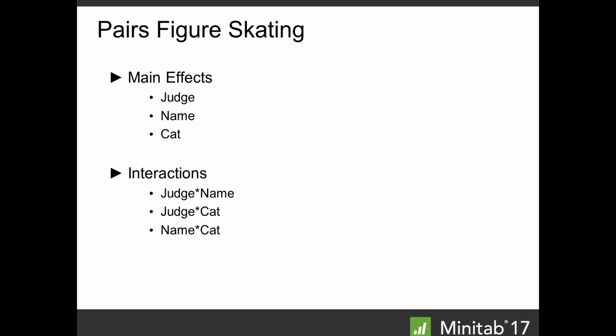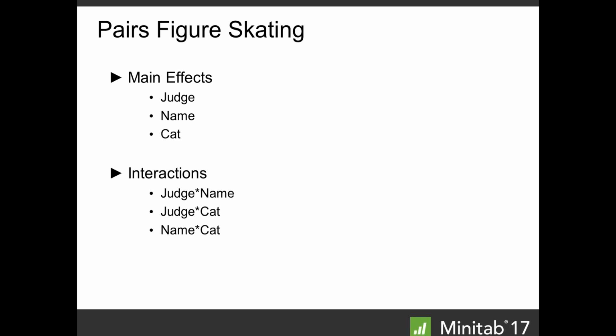So our main effects here, of course, you have a judge effect, same thing, just like the operator-to-operator differences. You have the name of the skaters, so who are the skaters, of course, and the category, so which category are they being judged on. Then you have interactions. Judge name, again, is that bias. Here we have a very specific question, and we'll be digging into the judge name interaction. You also have a judge category interaction.